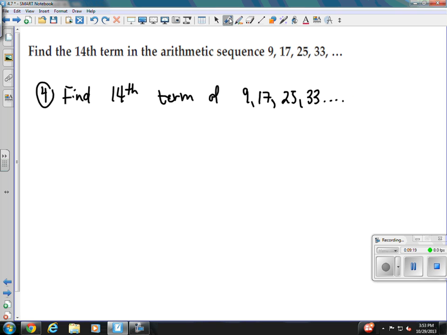So I'm going to jot down the formula that we just got, and it's a sub 1 plus n minus 1 times d. Remember, we said a sub 1 stood for our first term, n stood for the number of the term that we want to find, and d stands for our common difference. So a sub 1, we know our first term here is 9. All right, n stands for the term I'm trying to find, and n is going to be 14.